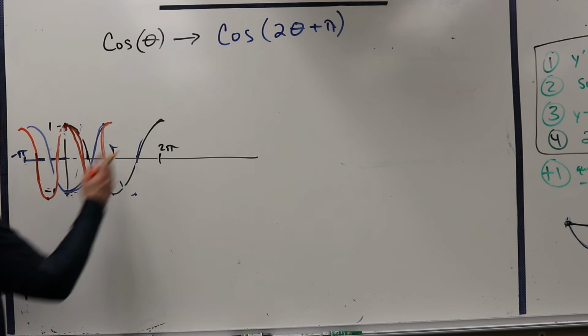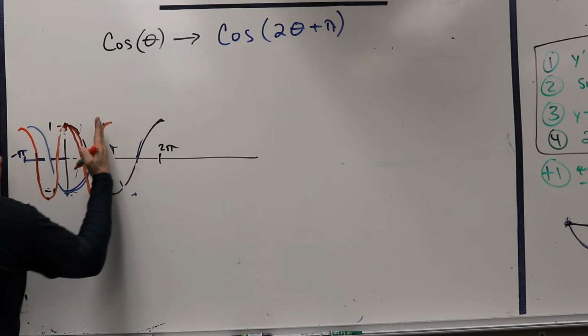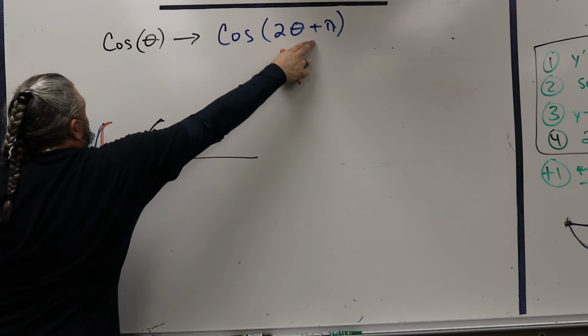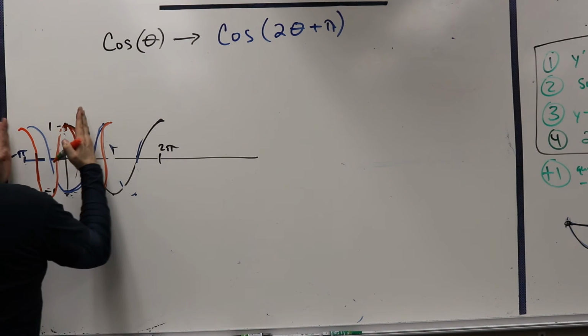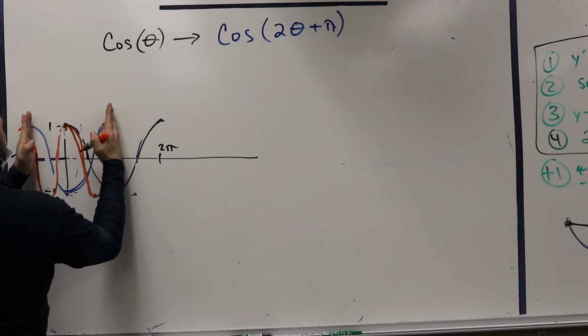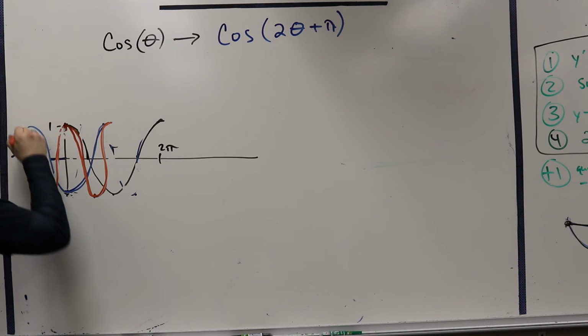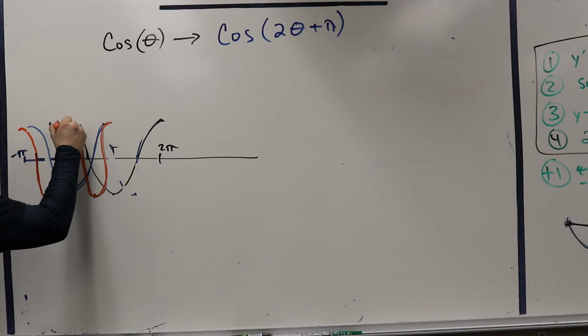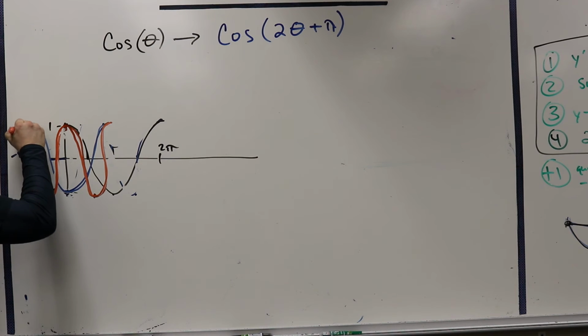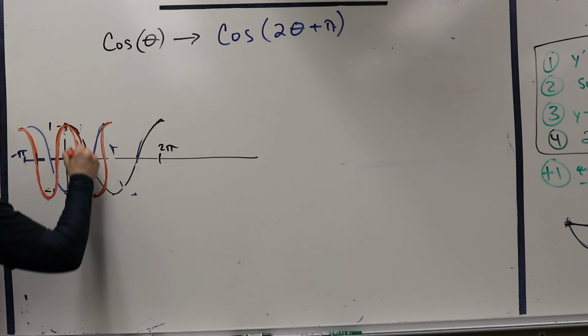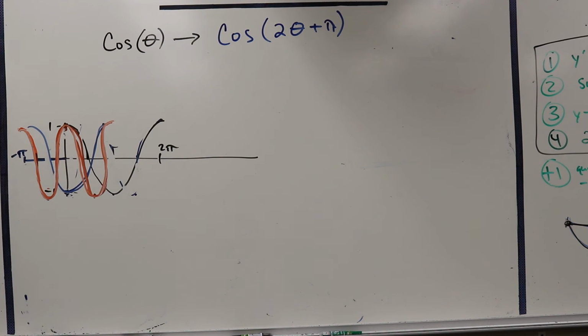Questions on that? So first we moved it, the 1 pi over, and then we said, okay, now that I have this, I'm going to compress it so that I can have this piece happen within 1 pi, so that in 2 pi, I have 2 of them.